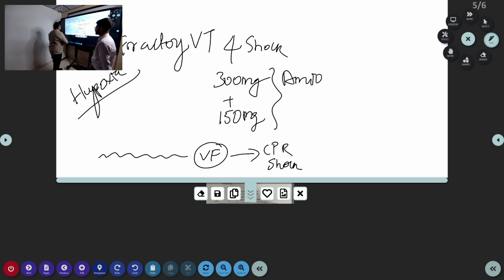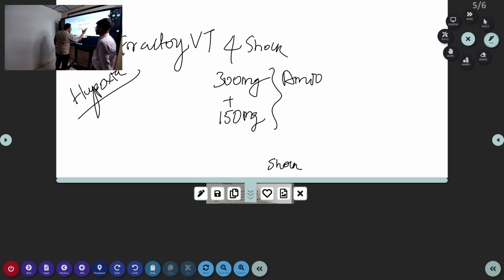But what you have done for this patient is continue the CPR that you are already doing, and you have already administered amiodarone. Suppose you are seeing a rhythm.